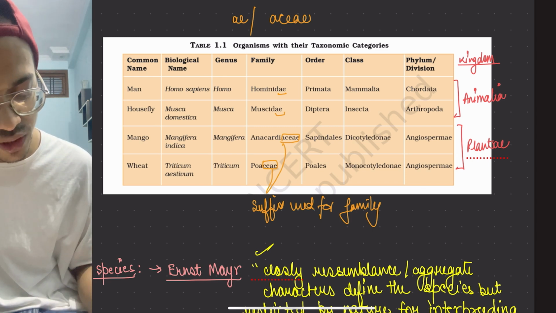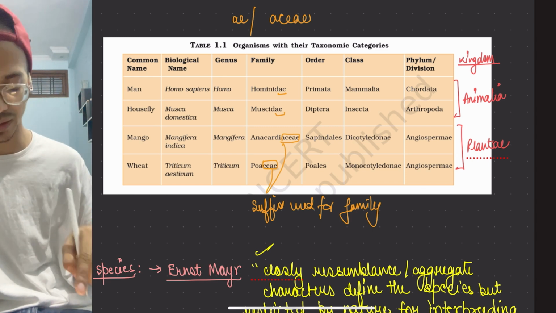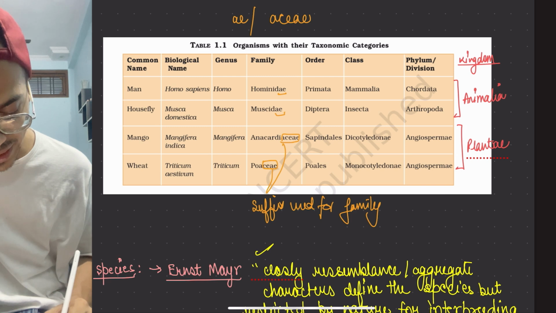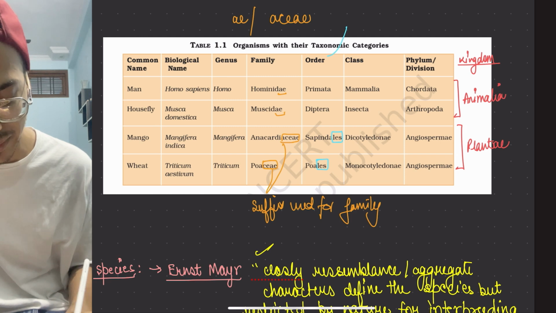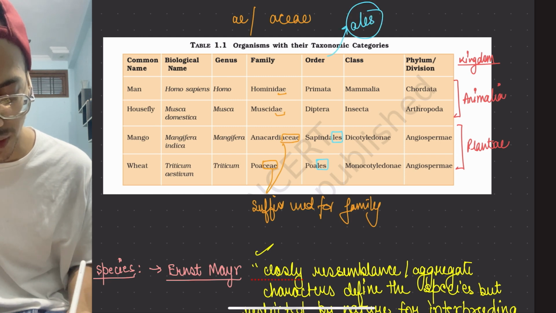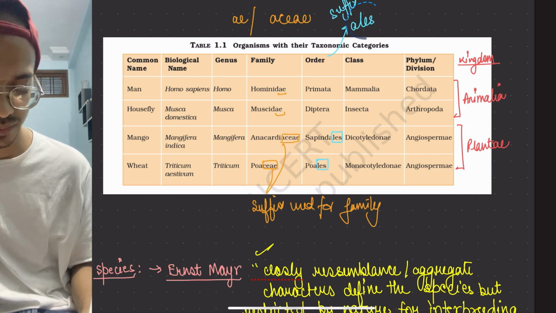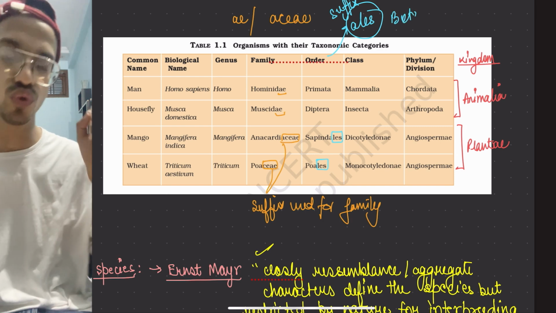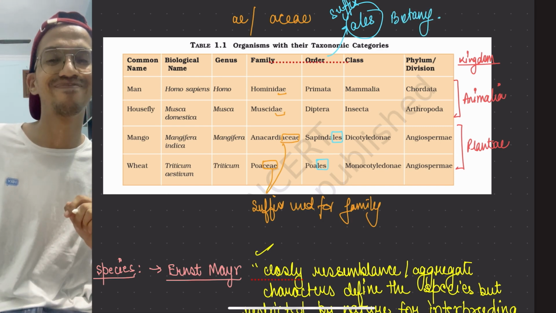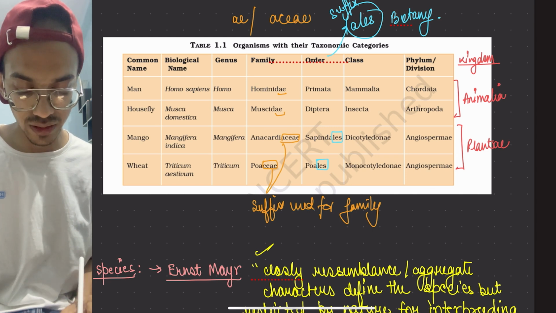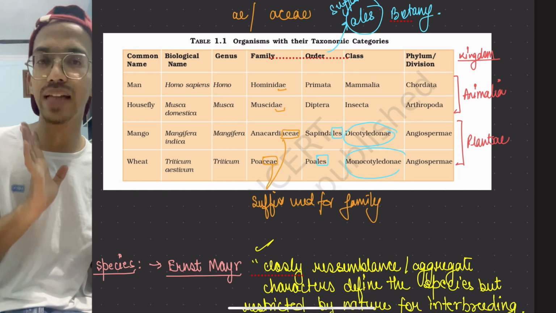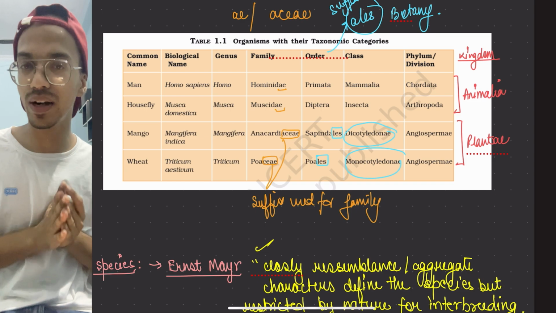In the order, you can only get help with the botany part. It always ends with -ales. So the order ends with -ales. This is the suffix for the order in botany. So it becomes easier for you to remember. These are only two examples. Classes, monocot or the dicot. With time you will be able to understand.